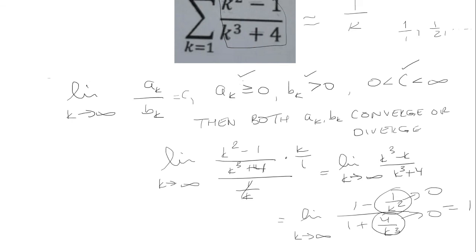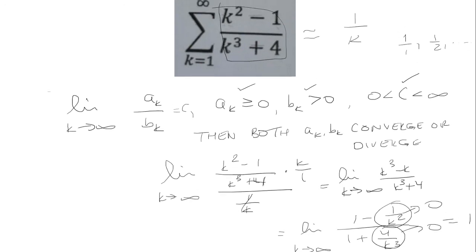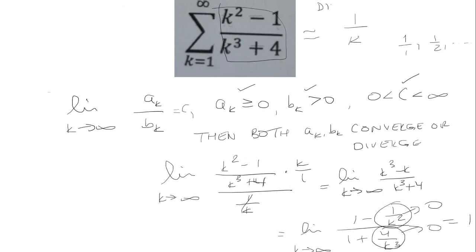So all the conditions are met, and so now we come to the conclusion. Here it says that a sub k and b sub k either both converge or diverge. Well, since b sub k diverges, that means that a sub k diverges. So our sum will then diverge by the limit comparison test.